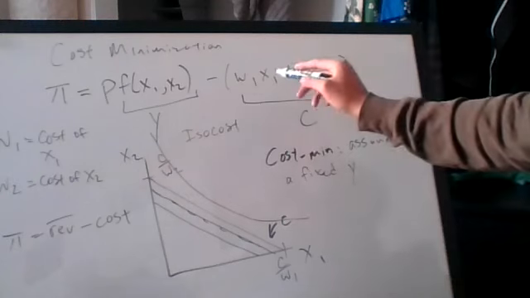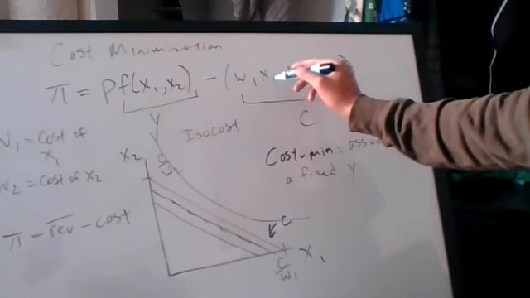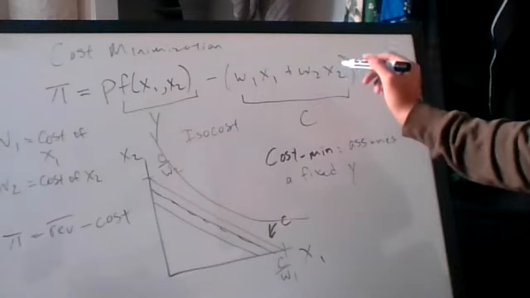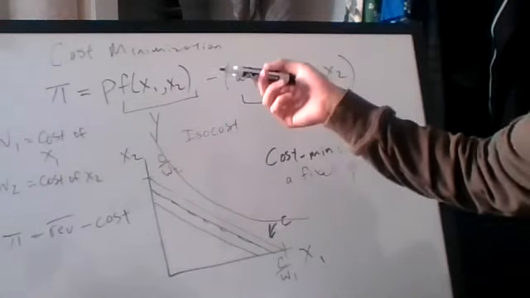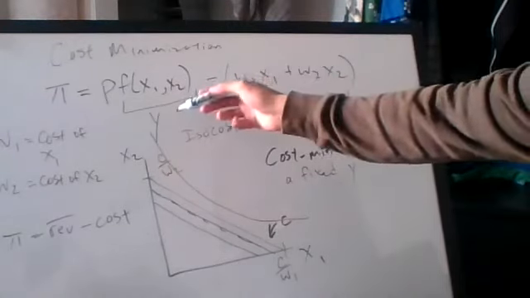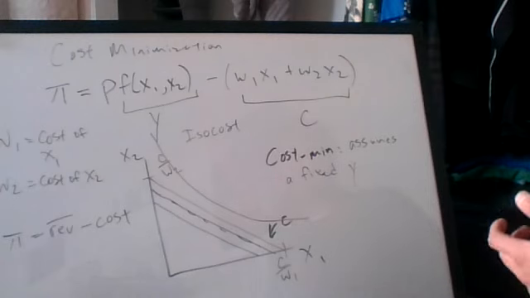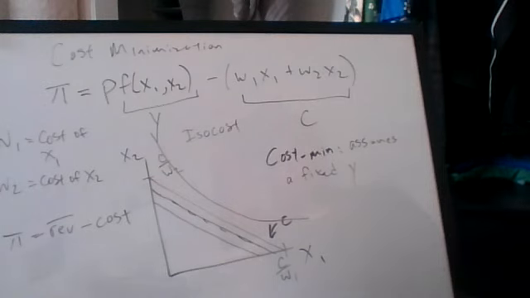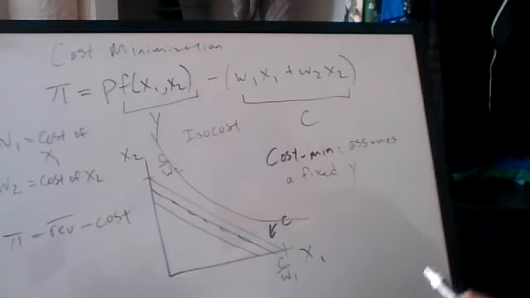We're also going to assume that x1 and x2 are variable, meaning that we can choose the level of inputs that makes producing y, where y is production or output, as cheap as possible. That's how we're going to approach it, and we're going to see an example that hopefully puts this into perspective.